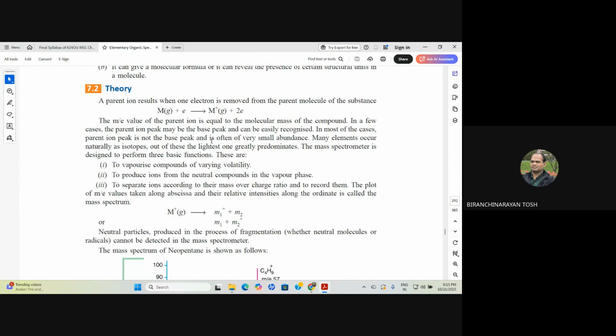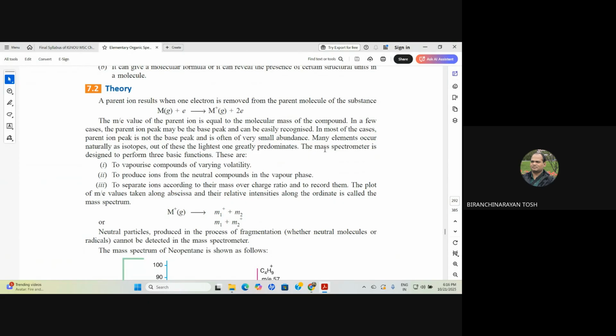The parent ion peak may have very small abundance, but the peak which has the highest abundance will be set on the scale as 100%. That will be our base peak. But the parent peak may have a higher M/E ratio.